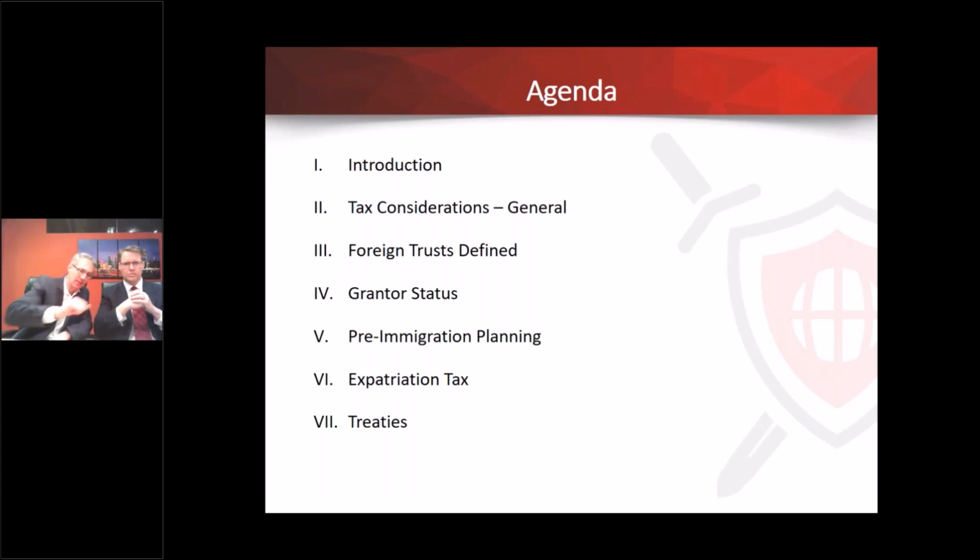I cannot see number 3. Foreign trust says something else. What does it say? Oh, foreign trust defined. Okay, so we'll tell you when you have a foreign trust and when you don't. And then this grantor status. Sometimes planning involves actually just having the thing ignored for tax purposes. Sometimes it's better for it to be an actual entity for income tax purposes, and how that differs from the estate and gift tax. And then we'll get into some related issues on pre-immigration planning, expatriation, and treaties.